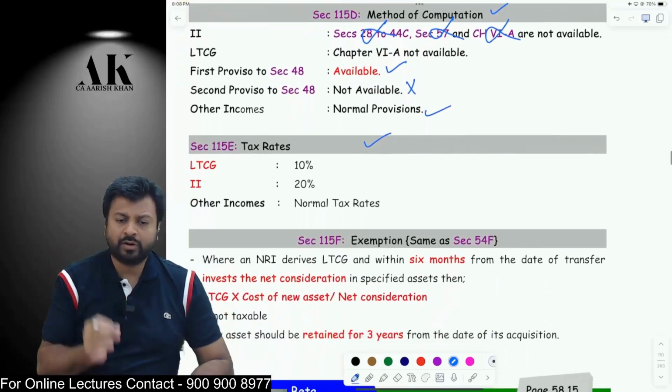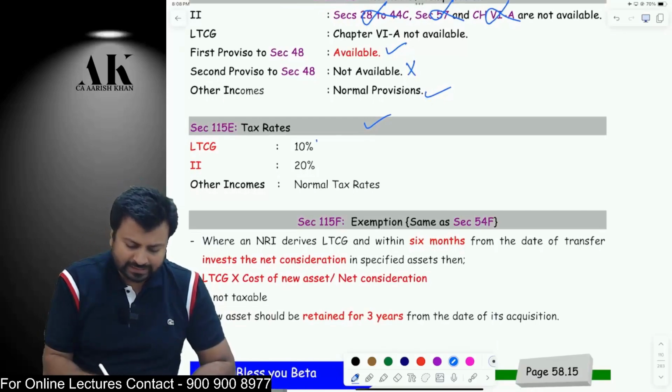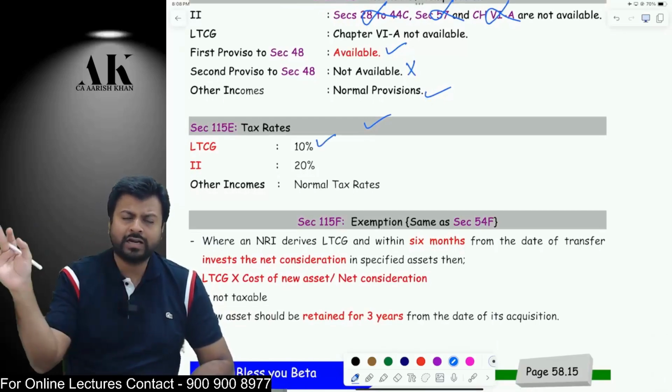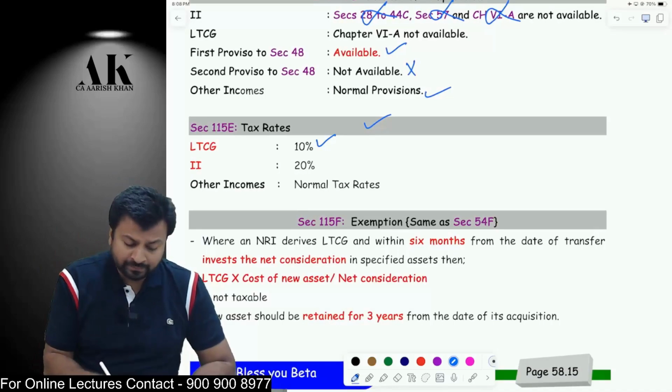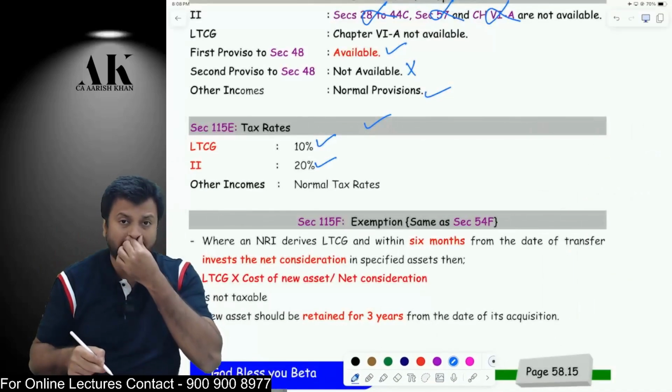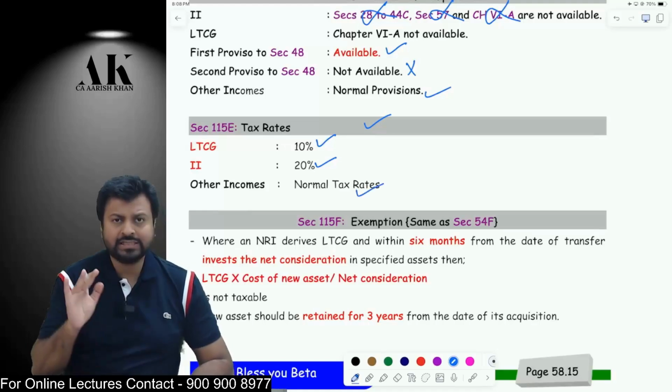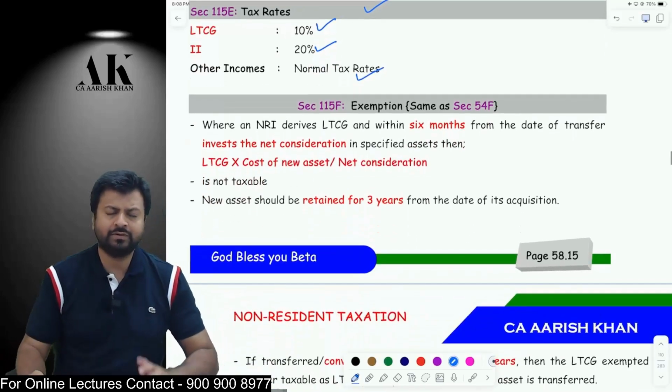Now coming to an important point. What will be the tax rate of LTCG? Tax rate of LTCG will be 10%. All kinds of LTCG will be subject to a 10% tax rate. What will be the tax rate of interest income and dividend income? It will be taxable at 20%. Other income will be taxable at normal rates.